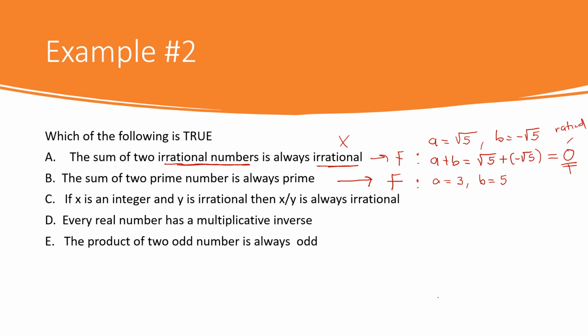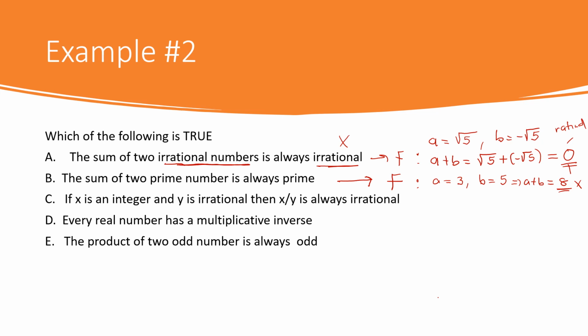A plus B is going to be 8, right? But is 8 a prime number? No. 8 is not a prime number because it has more than 2 factors. It can be divided by 4. Remember, prime numbers can only be divided by itself and 1.